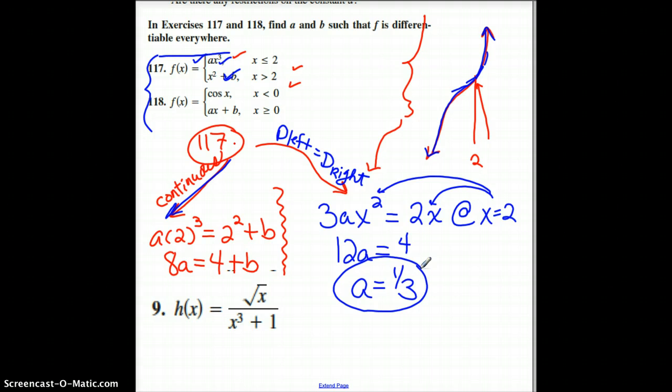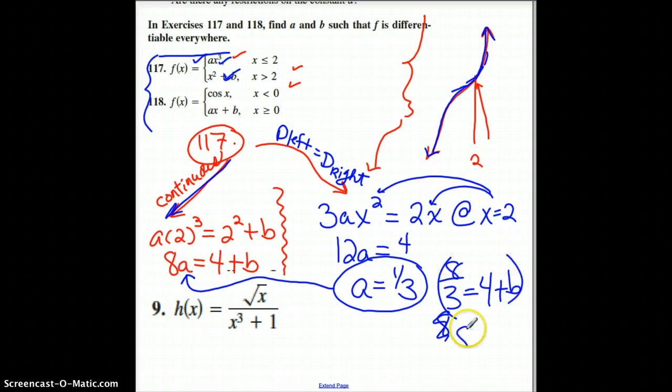And how do we get the b value? We plug 1/3 in and we solve. So we would get 8/3 has to equal 4 plus b. I don't know how you want to write that out, but if you solve that for b, I kind of like to triple everything to get rid of the denominator, and I get 8 equals 12 plus 3b, and I'll get a negative 4 is equal to 3b. b is equal to negative 4/3.